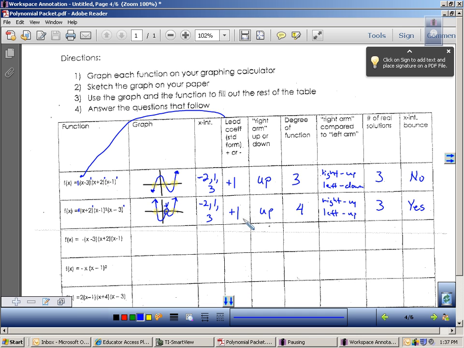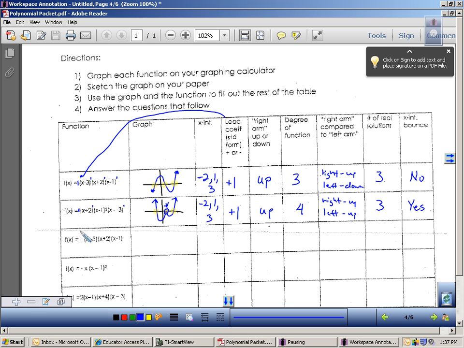The questions in the packet, you'll have to fill out the table, and then reading through the questions in the packet and deciphering this table, it will explain how you can look at the equation and sketch these without your calculator. That's the goal of this whole packet. All right? So let's do one more.